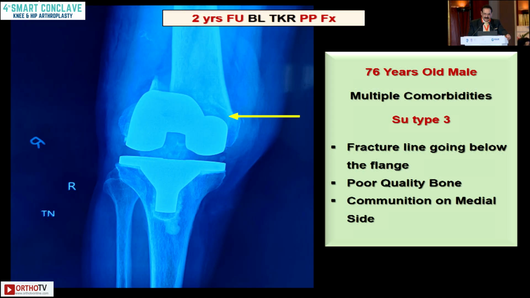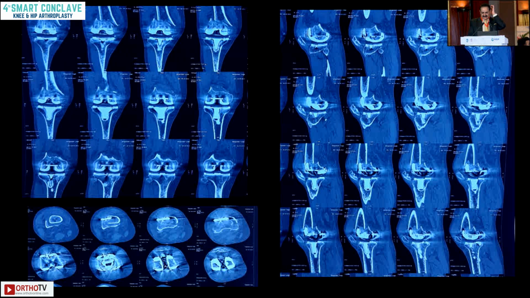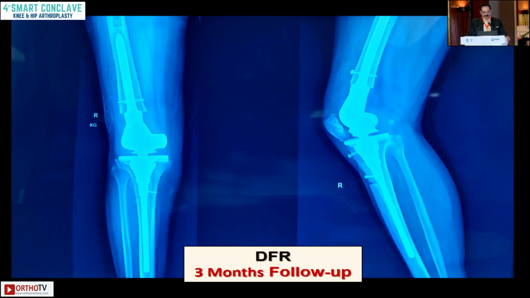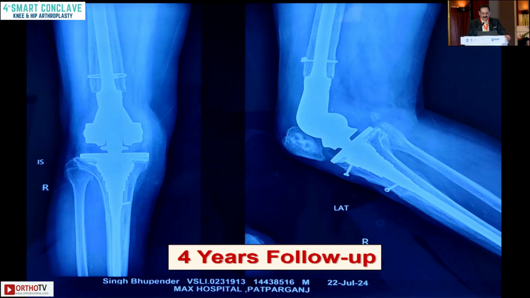76-year-old male, SU type 3, comminuted fracture, and poor quality bone combination on the medial side. CT scan shows less bone available in the distal fragment. Patient already had a severe patella baja. This is at the time of fracture. And we ended up doing a distal femoral replacement in this case to mobilize the patient early. This is 3 months follow-up, and patient was doing well. This is 4 years follow-up.